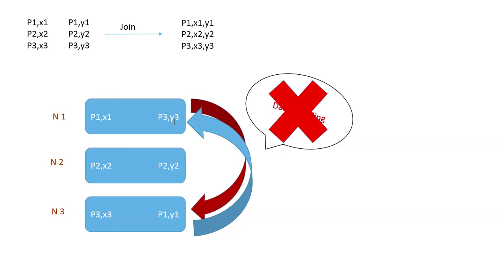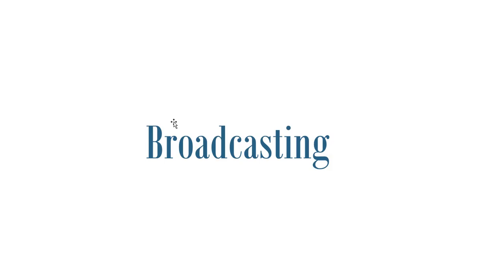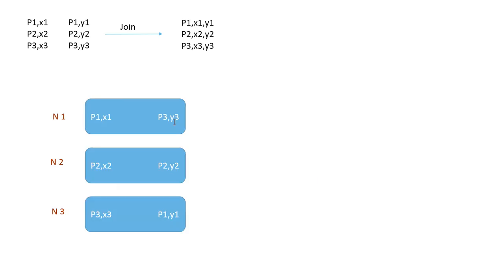So what to do? When you perform normal joins in Spark, data shuffling is happening. So how to overcome these kind of scenarios? What are we supposed to do? Then we have to use broadcasting. Broadcasting is one of the optimization techniques in Spark which will increase the performance of Spark framework. So let's go back to the previous example and see how the broadcasting will fit in these kind of scenarios.